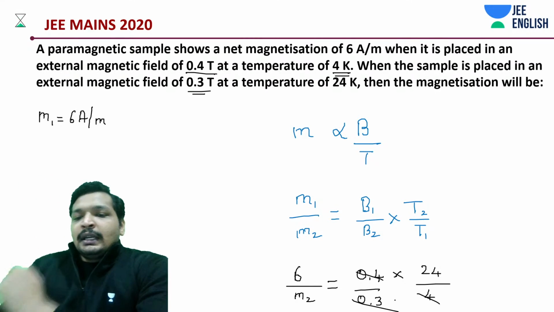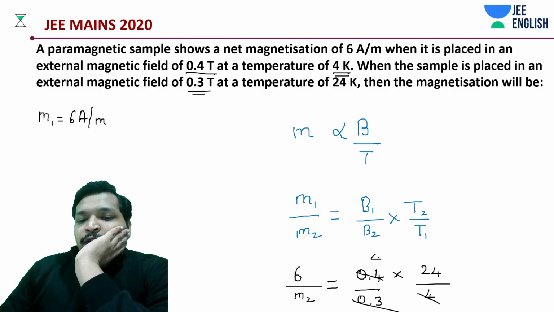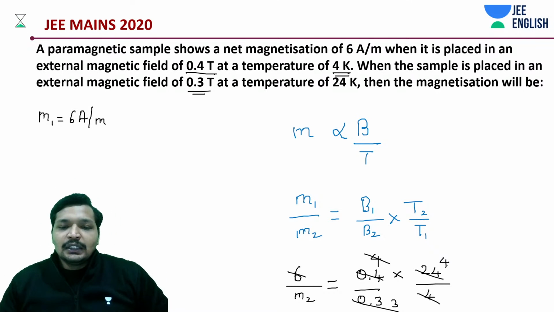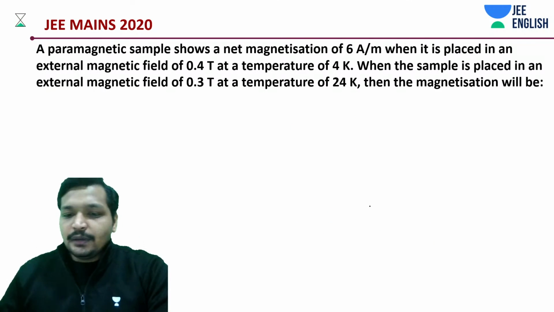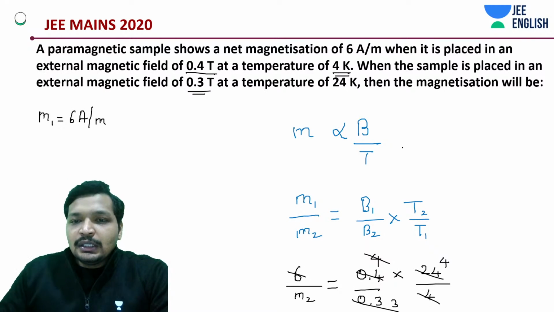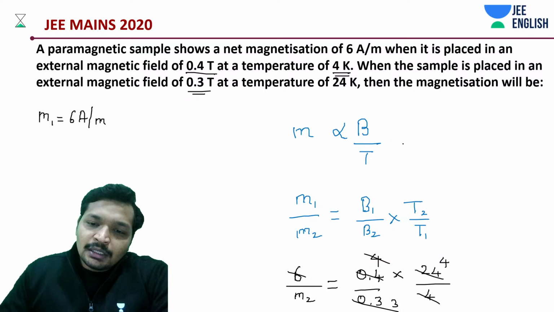Here 10 goes. You have 4 and 3. 4 goes, and you have this 3. Here this is 4 times. So we have something like 3 by 4. Magnetization in the second case is going to be how much? 3.